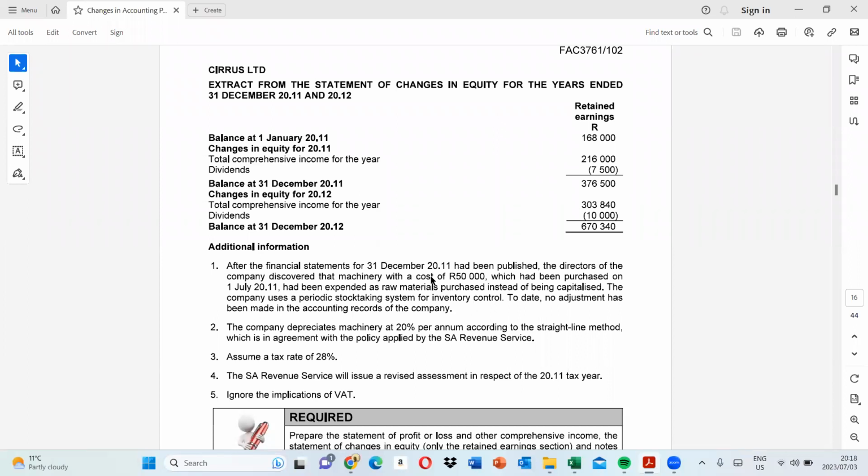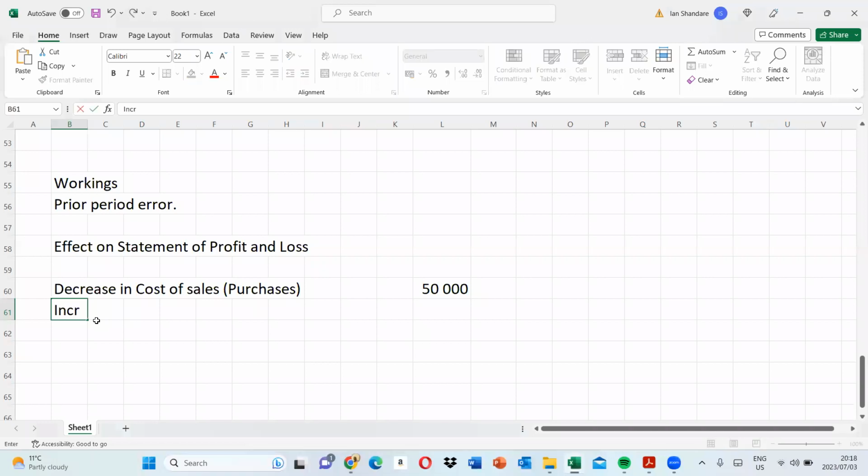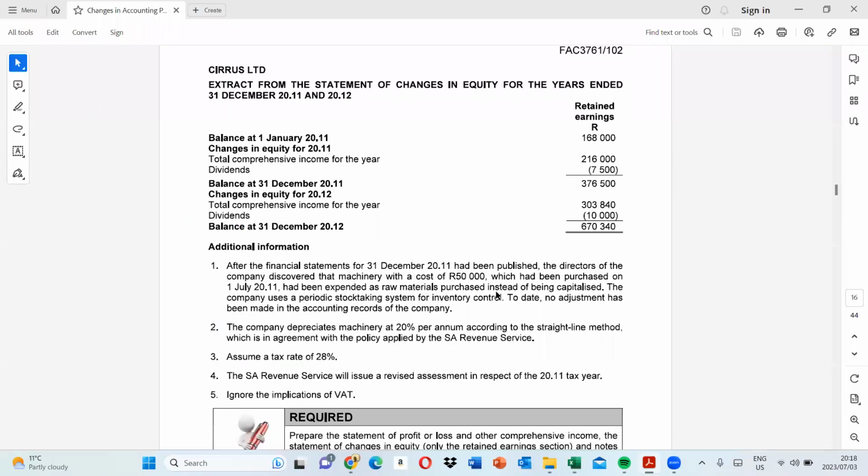However, now I want you guys to see something. The machinery is not recorded in the statement of profit and loss. We can agree. But depreciation on machinery is the one that is recorded in the statement of profit and loss, which means we are going to have an increase in depreciation of how much? 50,000, which is the cost, times 20%. Remember, the depreciation rate that they're using is 20%. Now, I want you guys to see something. The machinery was acquired when? On 1st of July, 2011.